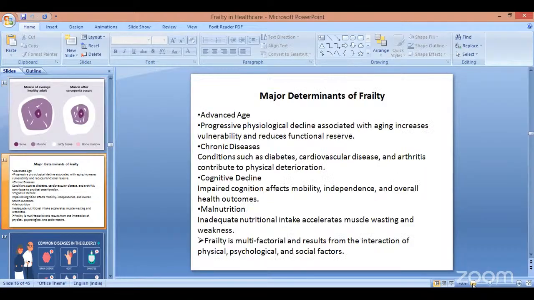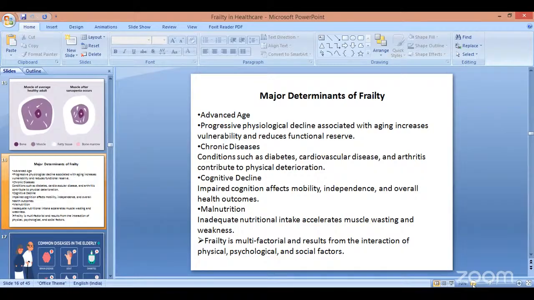So major determinants of frailty: advanced age, progressive physiological decline associated with aging, increases vulnerability and reduces functional reserve. Patients having chronic diseases such as diabetes, cardiovascular disease, and arthritis also contribute to physical deterioration. Cognitive decline, impaired cognition, affects mobility, independence, and overall health outcome. Malnutrition, inadequate nutrition intake, accelerates muscle wasting and weakness.